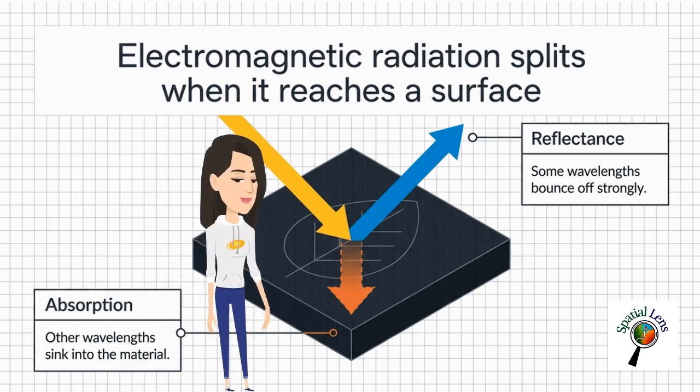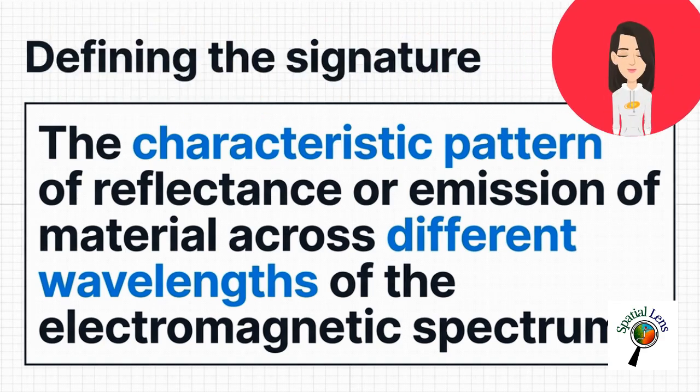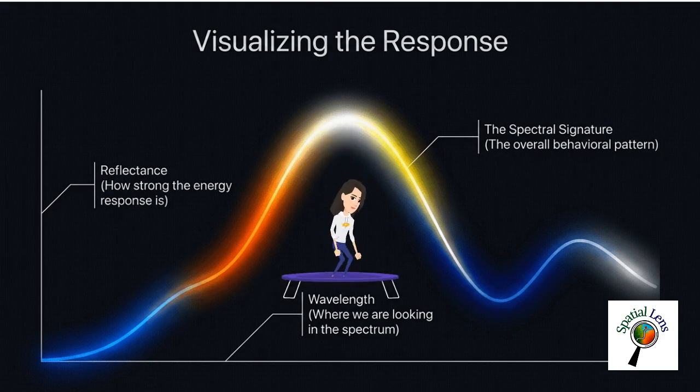When electromagnetic radiation reaches a surface, some wavelengths may be reflected strongly, while others may be absorbed more strongly. The pattern of this response across different wavelengths is what we call the spectral signature of a material. In simple terms, a spectral signature is the characteristic pattern of reflectance or emission of a material across different wavelengths of the electromagnetic spectrum. We can visualize this pattern using a spectral response curve.